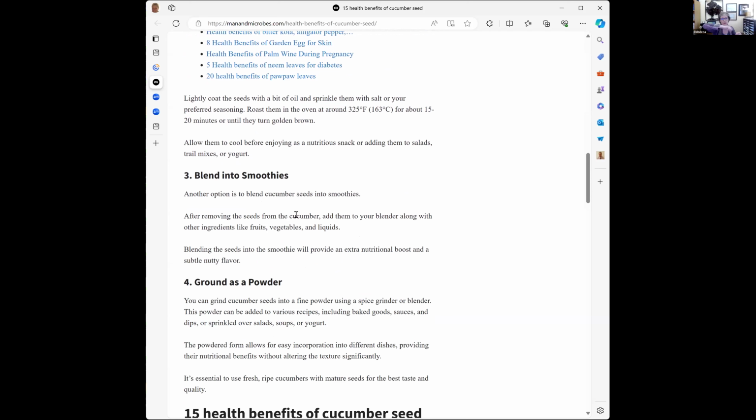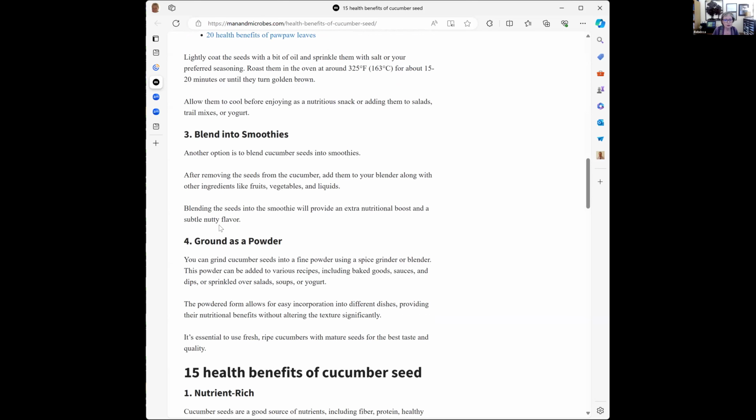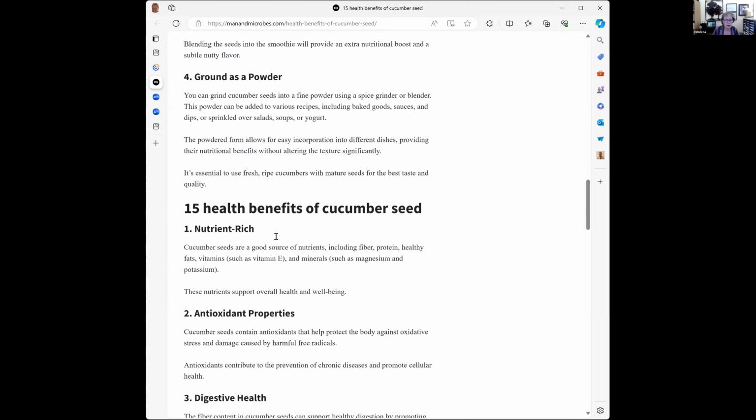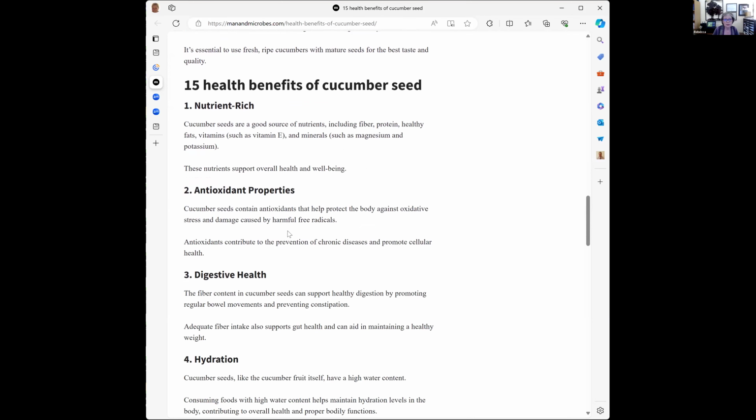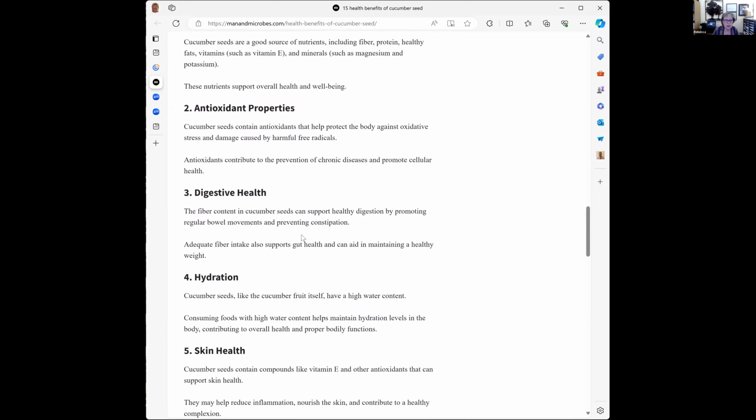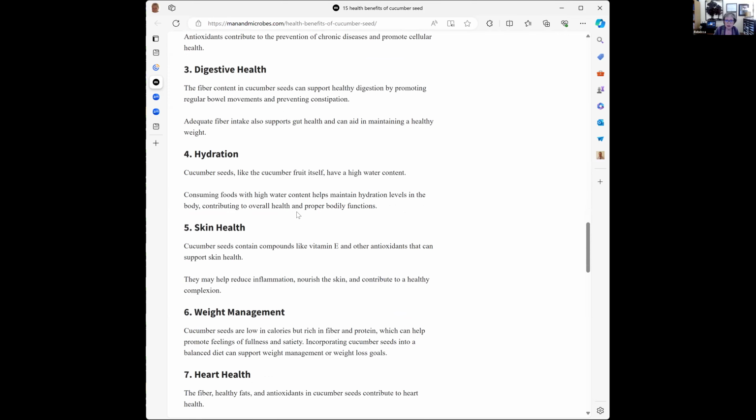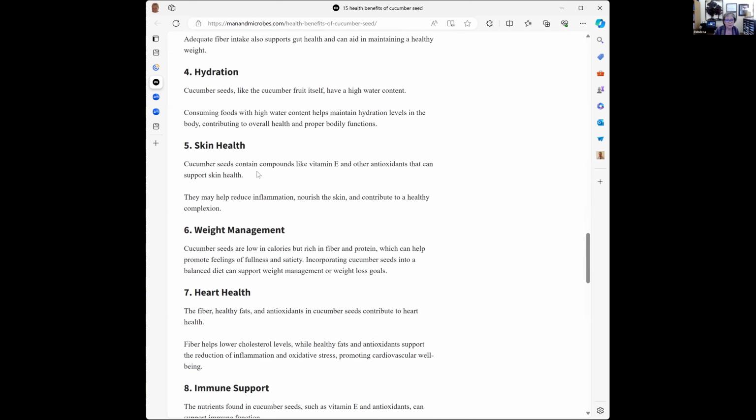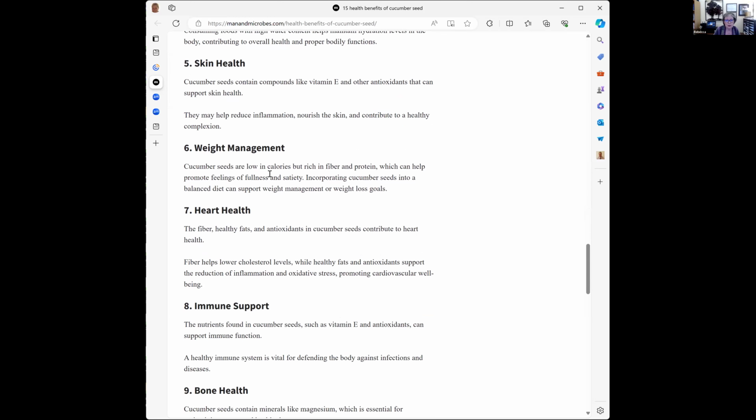You could take your cucumber, take the seeds out, blend them into your smoothie, and then eat your cucumber in your salad or whatever. Ground as a powder, so a fine powder: you could dry them and grind them. They're nutrient rich. They have antioxidants, we talk about those all the time. Digestive health: the fiber content in cucumber seeds can support healthy digestion. Hydration: they have a high water content, though I wouldn't say that once they're dry. Skin health, weight management, low in calories, blah, blah, blah.